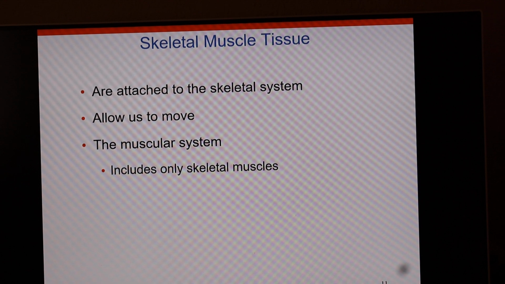They are attached to the skeletal system and allow us to move. The muscular system includes only skeletal muscle. So when we're referring to the muscular system, we are referring to the muscles that are attached to the skeleton.